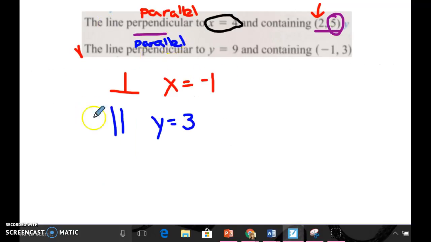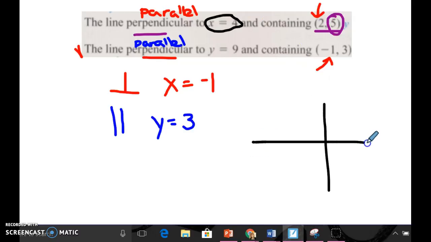Okay, so these are the two equations. If you wanted to find the equation of the line that was perpendicular to y equals 9, then your equation is going to be the x value. Perpendicular, your equation is going to be x equals -1. And you can see this if you actually graph this. Let's say this is y, this is 9, and so the line would be y equals 9. Let's imagine that's a straight line.